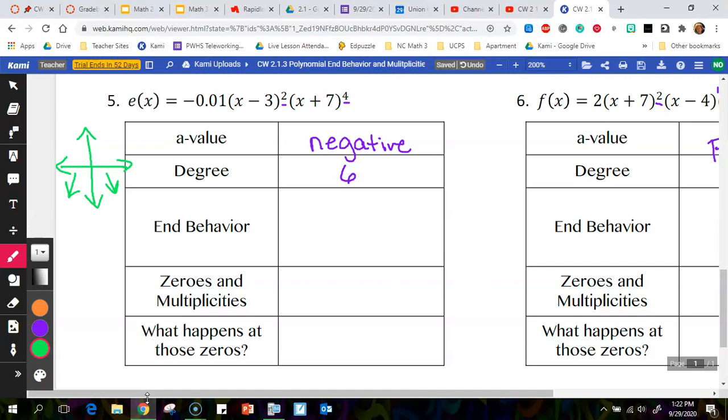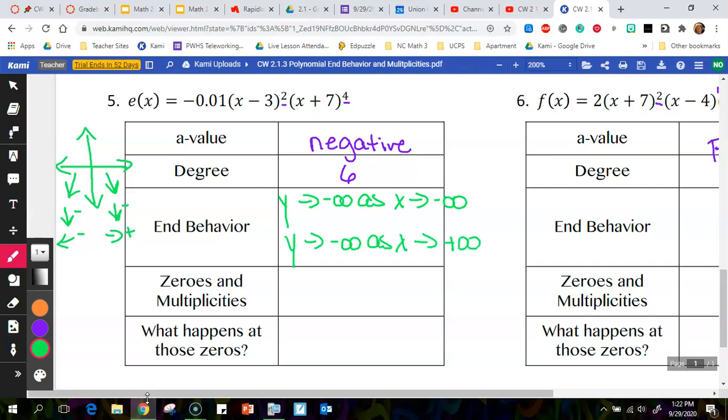So in end behavior, on this left side, I have down and to the left. So that is negative, negative. On the right side, I have down and to the right. So that is negative, positive. End behavior is y approaches negative infinity as x approaches negative infinity. On the right, y approaches negative infinity as x approaches positive infinity.